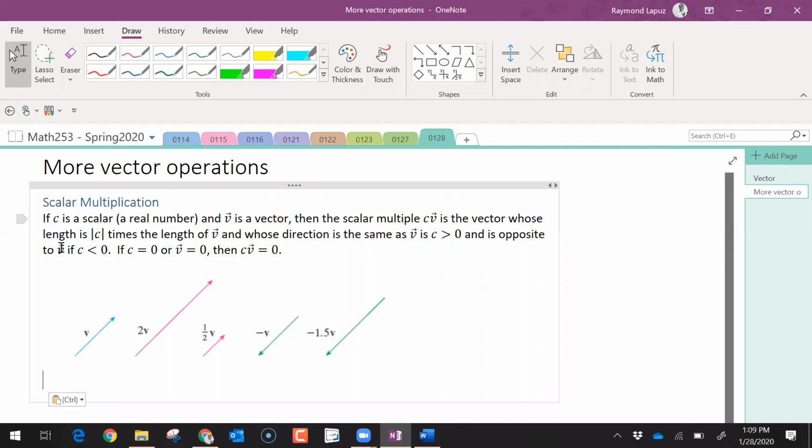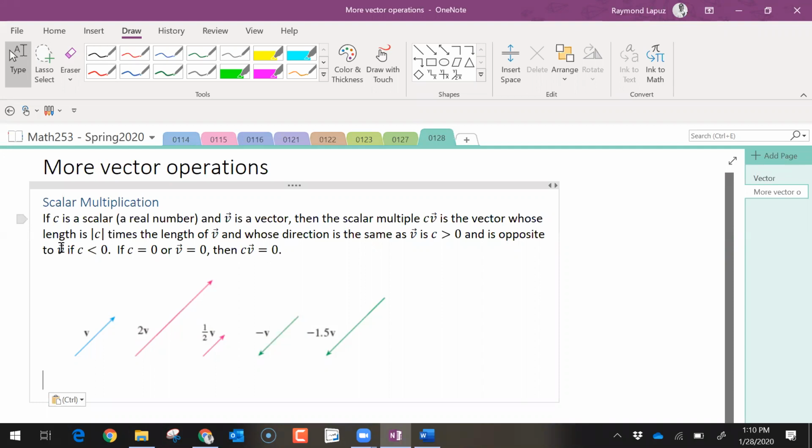So a scalar is a real number, and a vector v is a vector. You can scale a vector, that's where the name comes from, by multiplying it by a real number. That would either stretch or compress the vector. If your scalar is bigger than 1, it would stretch it, and if your scalar is less than 1, it would compress it. If your scalar is negative, it'll have your vector pointing the other way.